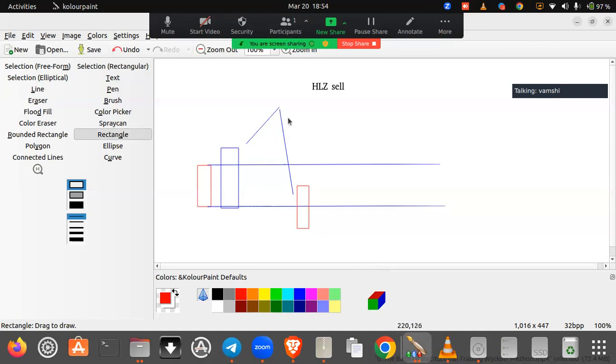Until here, you should be able to mark an engulfing buy fail, as I have already explained in previous videos. So for HLZ for sell, we need two engulfing sells inside this engulfing buy fail. You can see these two blue line sides. Inside this, you need two engulfing sell zones. Then this particular setup will become HLZ for sell.